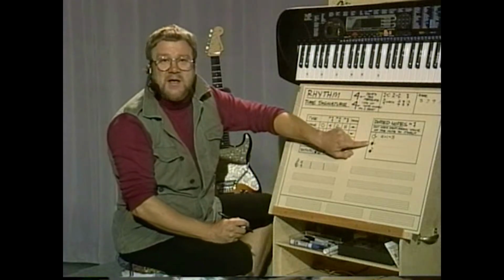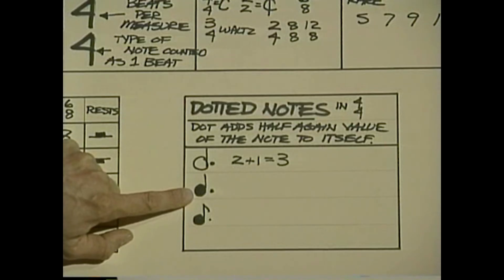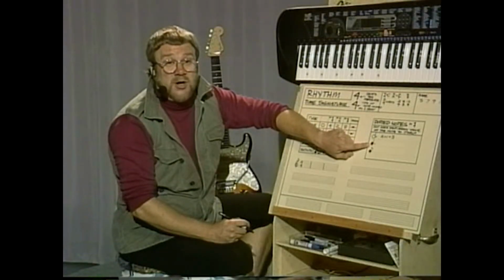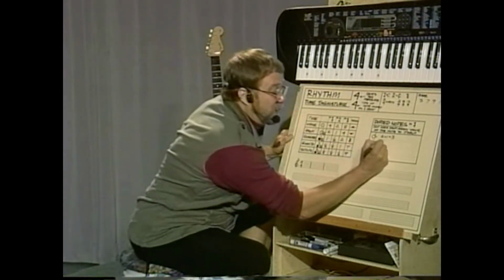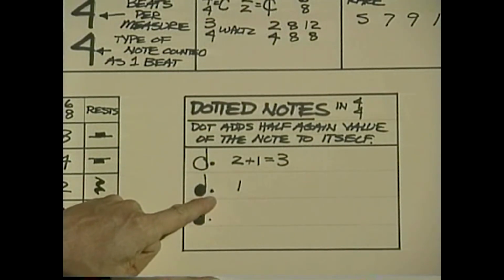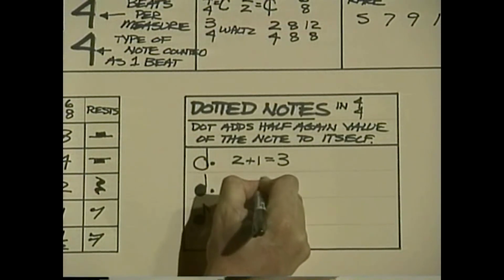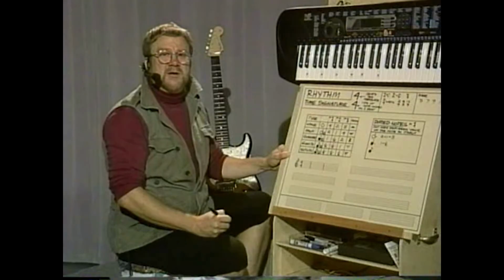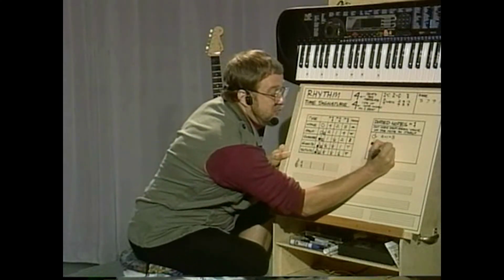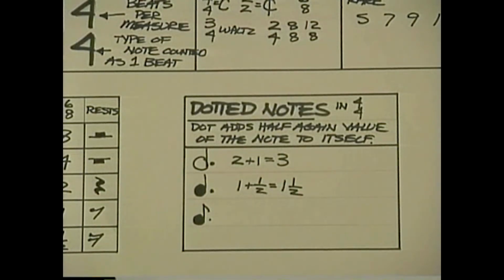Now, can you tell me how long would you, in 4/4, hold a dotted quarter note for? Can you think? I'll give you a second. Well, in 4/4, how long does a quarter note last for? It lasts for 1 beat. The dot adds half of itself to itself. Half of 1 is, of course, a half, isn't it? So a dotted quarter note in 4/4 time equals 1.5 beats.